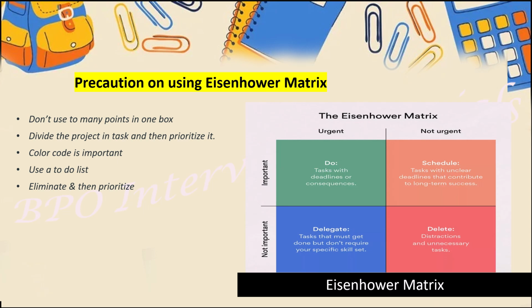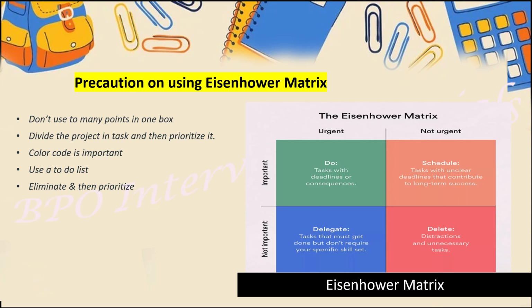One more thing here is, don't use too many points in one box. Everything cannot be a priority. If it is, we have to do it under another subtask. Divide the project and task, then prioritize. Yes, color code is important, guys. Don't give a rough color code, anything which is not relevant. It will not help you out.